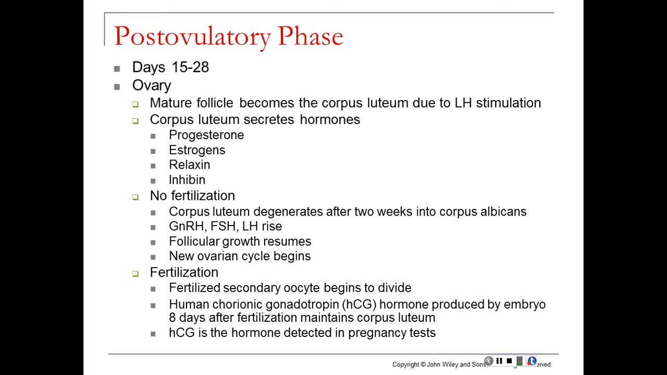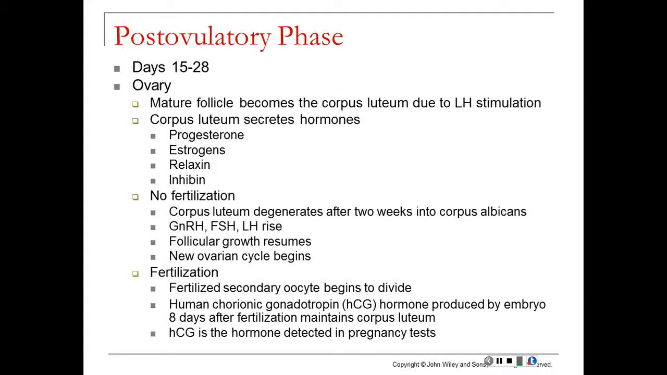Once the egg is released, you're in the post-ovulatory phase. Your ovary is going to continue to develop that corpus luteum if the presence of LH, luteinizing hormone, is there. The corpus luteum secretes progesterone, estrogen, relaxin, and inhibin. If no fertilization occurs, the corpus luteum is going to degenerate after 2 weeks. Your GnRH, FSH, and LH are going to rise. The new ovarian cycle is going to begin.